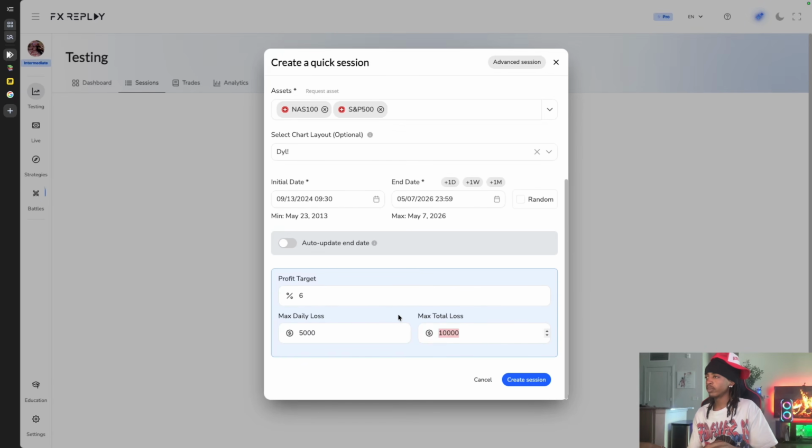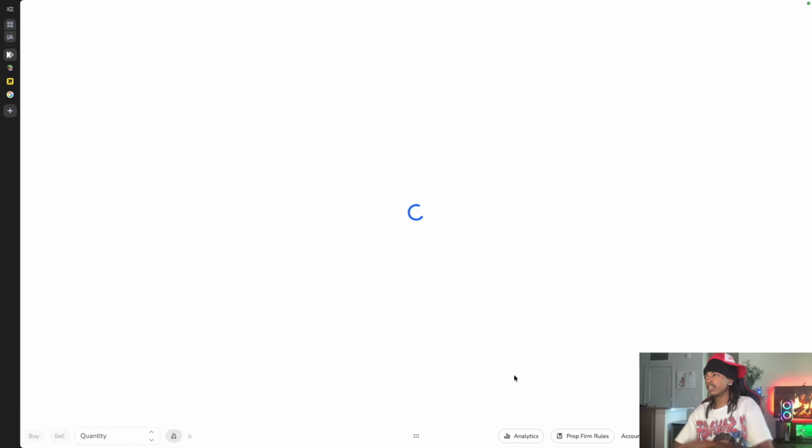Most prop firms have a 6% profit target with a $2,000 loss. So we'll just do a $2,000 loss on the daily as well, just like this, to simulate being on a prop firm. So start with the top-down analysis.